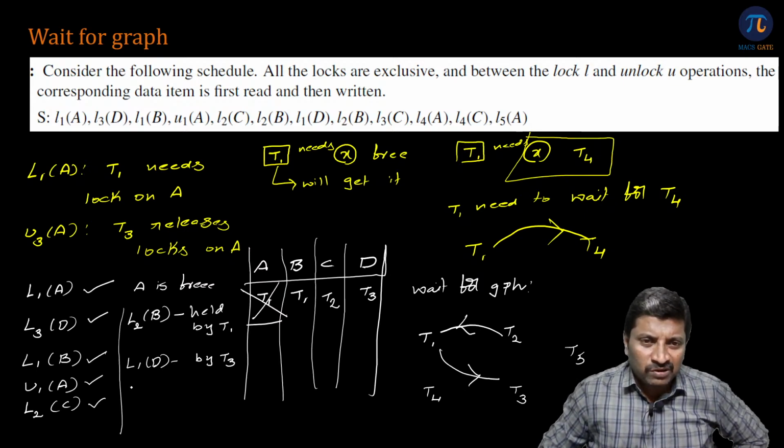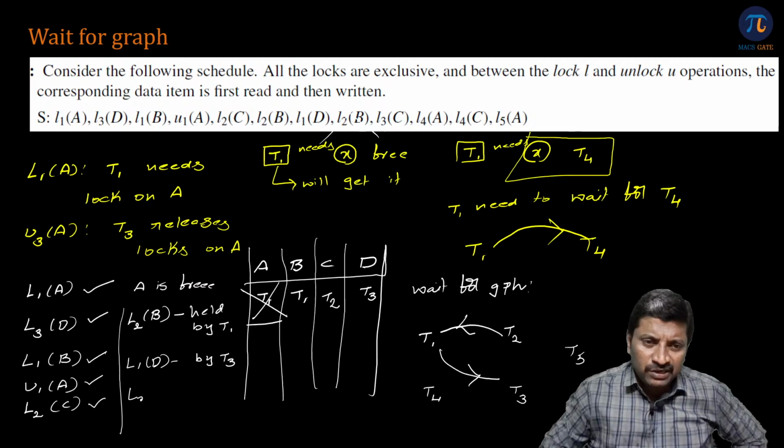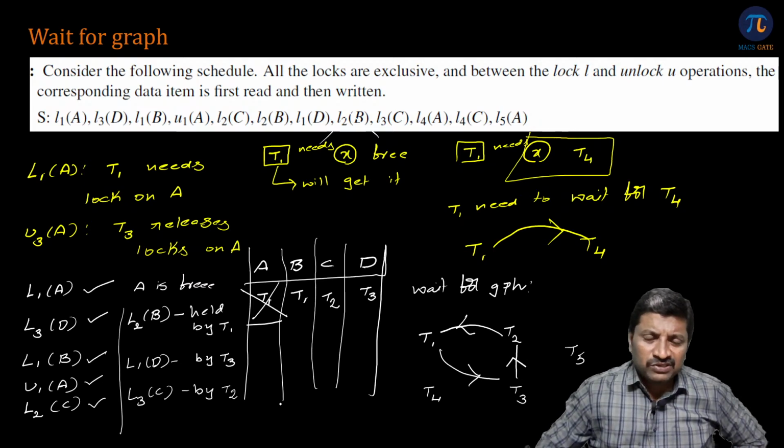Then L2 of B. I think L2 of B we already have, sir. Okay, anyway, it's a duplicate value. Leave it. So L3 of C. Is C free, sir? No. It was held by T2. So T3 needs to wait for T2. Right? Then what is the next transaction, sir?